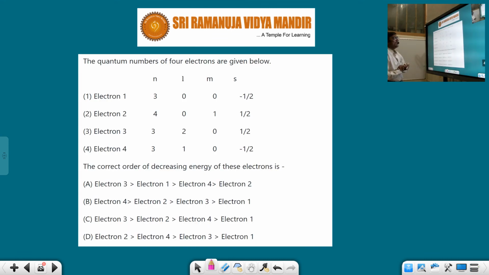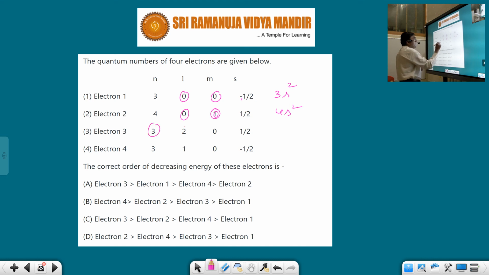The quantum numbers of 4 electrons are given below. Which is the correct order of energy levels? Now you can write here. This is 3, this is s. Because this is s, 3s2, because minus half is there, that's 3s2. What about this 4? This is 4s. Here the given value is wrong, because for s, it should be 0 only, so maybe this is 0, so this is 4s2.